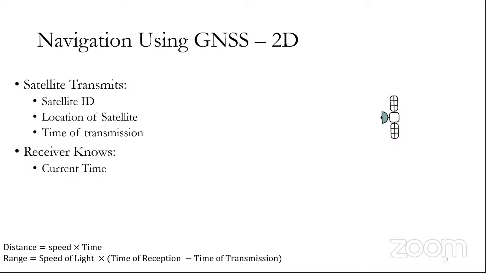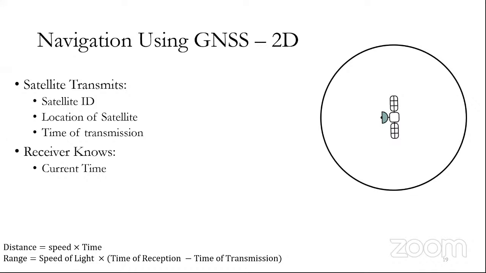So then we can use a simple equation. The distance between the satellite and the receiver is equal to the speed of propagation of the signal multiplied by the time of propagation. The speed is the speed of light. The time of propagation is the time of reception minus the time of transmission. So using this, we are able to find the range between the satellite and the receiver, and we find it by drawing a circle. This means that the user can be anywhere on this circle. This is what we get from a single satellite.